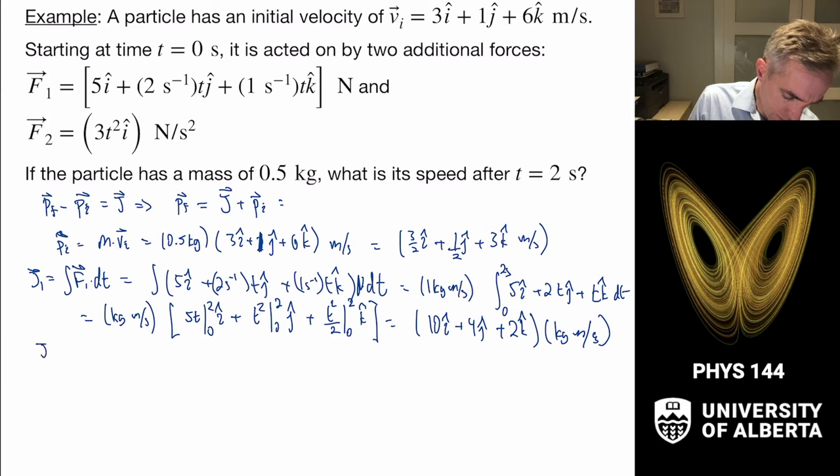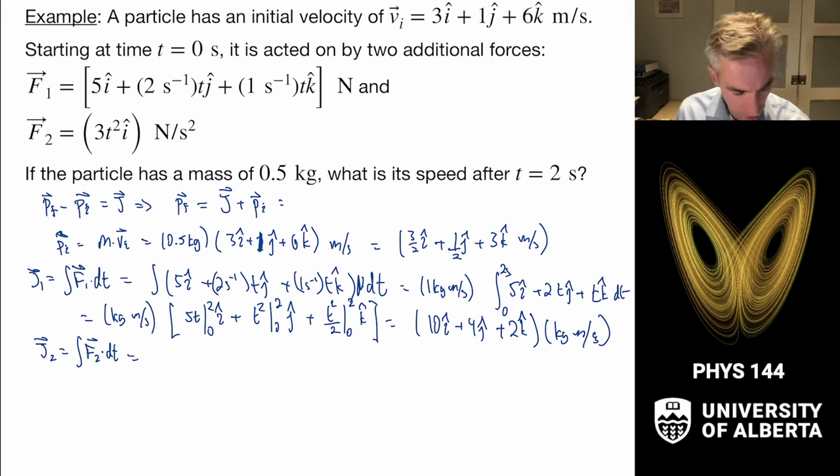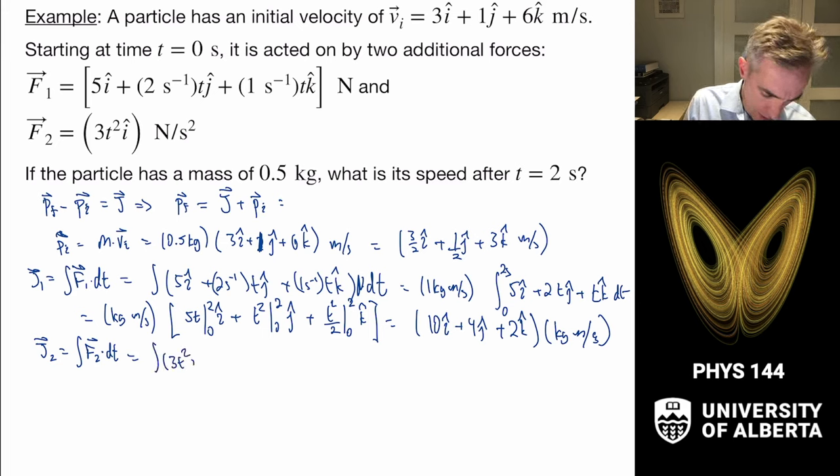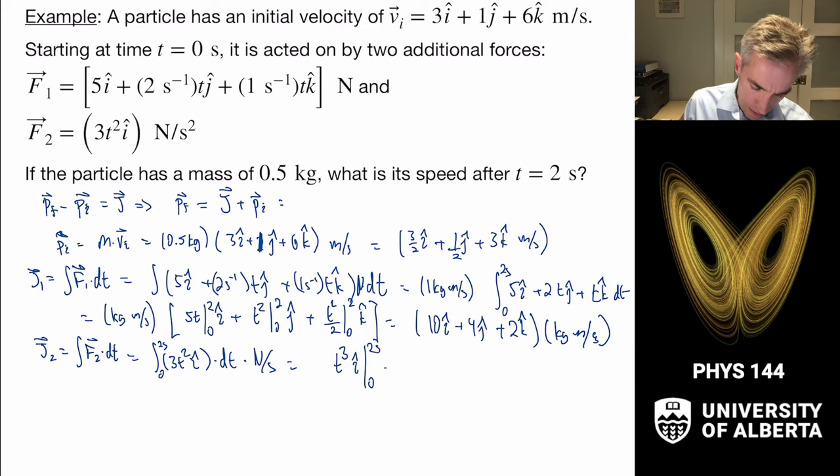The impulse from the second force, J2, is the integral of F2 dt. That impulse is just the integral of 3t squared i hat dt times newton per second squared, from 0 to 2 seconds. And 3t squared is going to become just t cubed, so t cubed i hat from 0 to 2 seconds. Sorry, I forgot the squared right there. And then we plug that in, and that becomes 8 kilogram meter per second in the i hat direction.